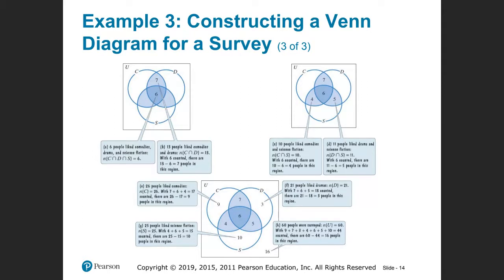Finally, we know that 60 people were surveyed, so the cardinality of the universal set is 60. But what about the ones that are not in any of the 3 circles? So we're going to add up all the different regions. We get 44. This means that 60 minus 44, or 16 people, are in the universal set that does not include those people in the circles.